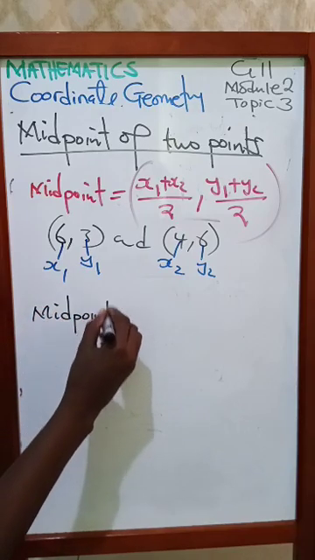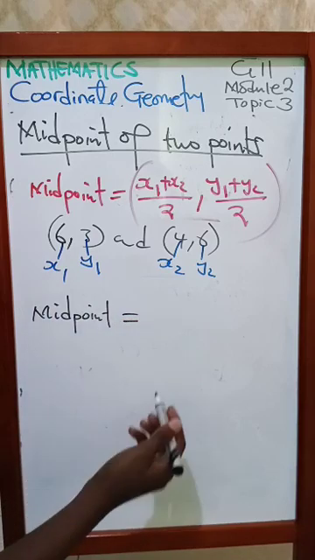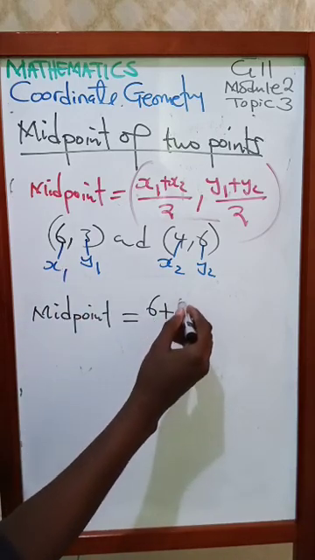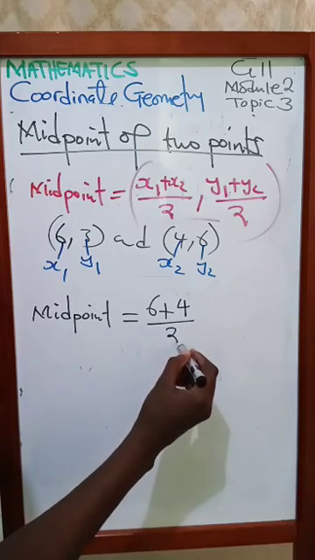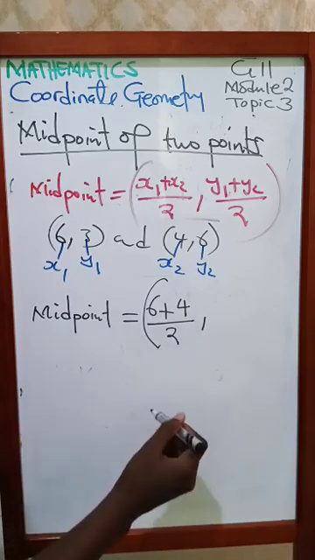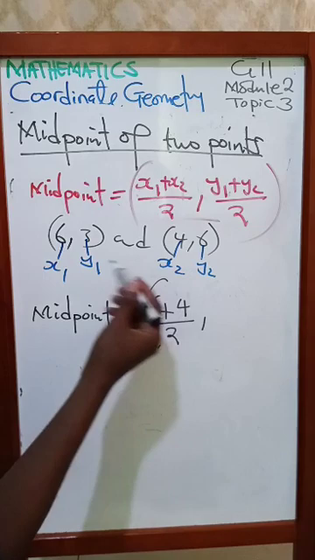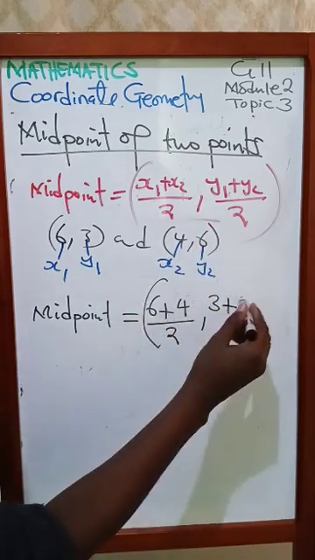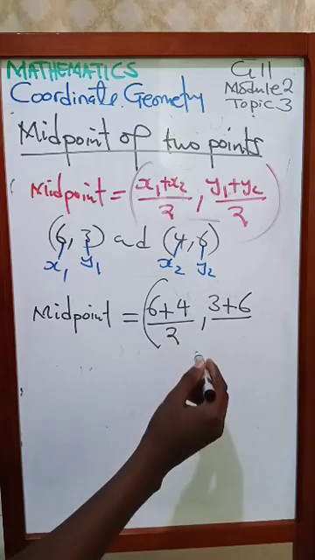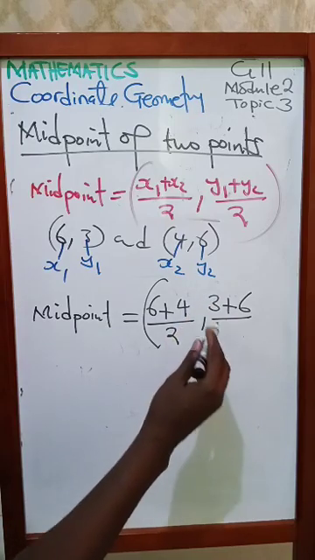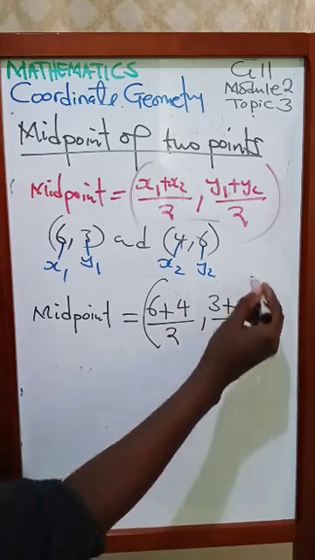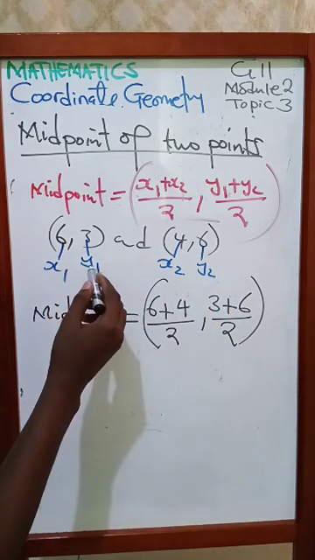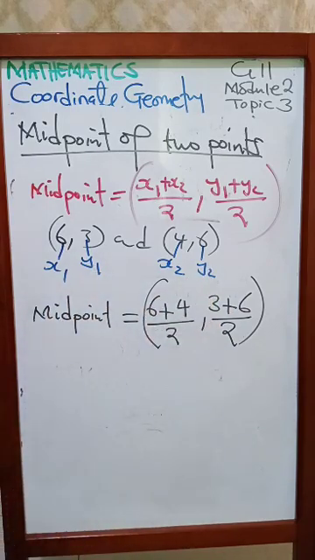So the midpoint is equal to, what is our x1? Our x1 is 6. What is our x2? Our x2 is 4. Then you divide by 2. Do the comma like that. Then your y1 in this case is 3, so 3 plus, what is y2? y2 is 6, divided by 2. So our y1 is 3, y2 is 6.